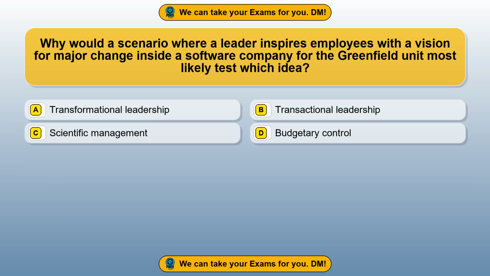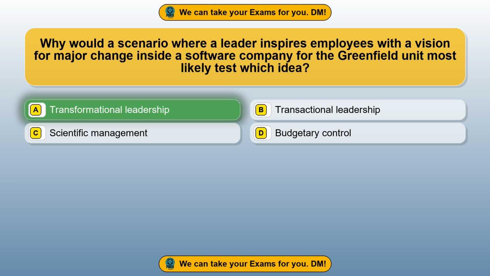Question 16. Why would a scenario where a leader inspires employees with a vision for major change inside a software company for the Greenfield unit most likely test which idea? Option A, transformational leadership. Option B, transactional leadership. Option C, scientific management. Option D, budgetary control. The correct answer is option A, transformational leadership.